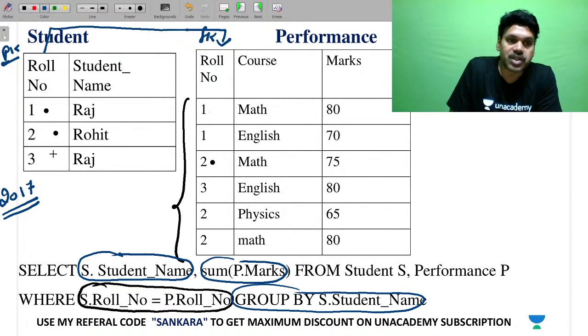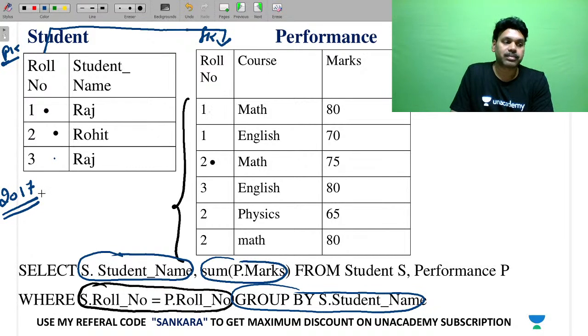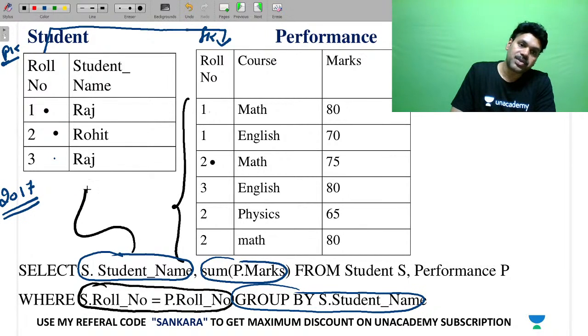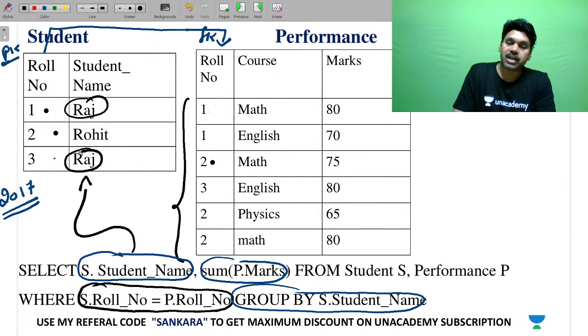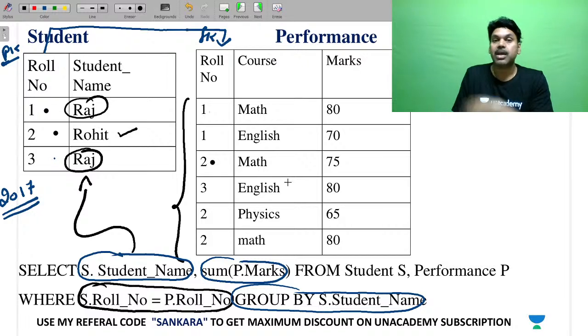So how many clusters are you going to get, friend? Is it 2 clusters or 3 clusters? Anybody? Is it 2 clusters or 3 clusters? So thank you very much. There are 2 clusters because we are asking for student name. So when you ask for student name, Raj and Raj together are one cluster and Rohit is another cluster, but the output is different. What is different in the output?